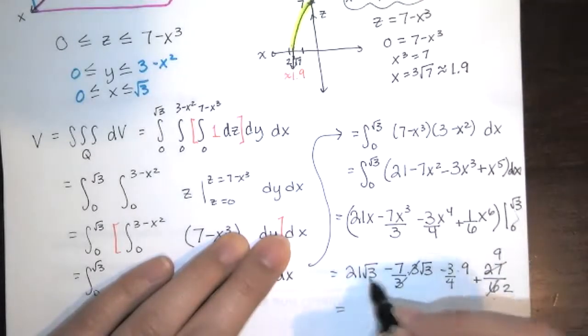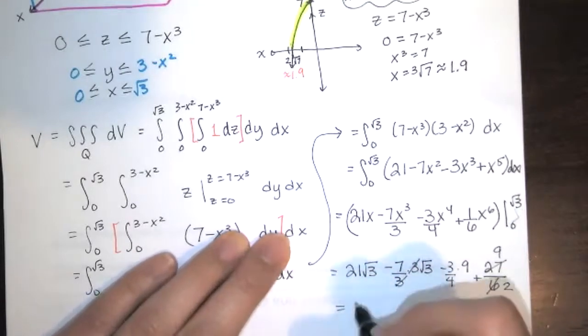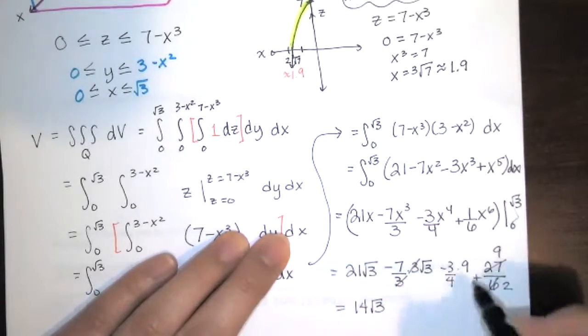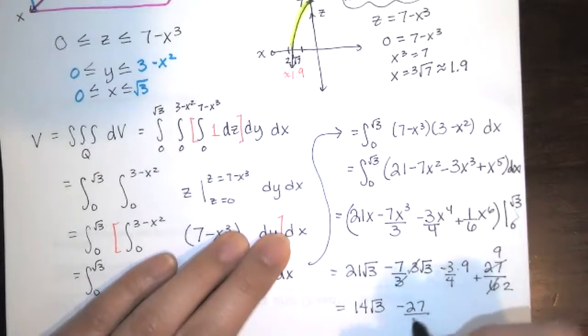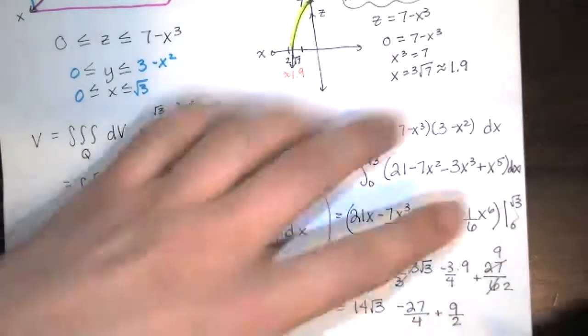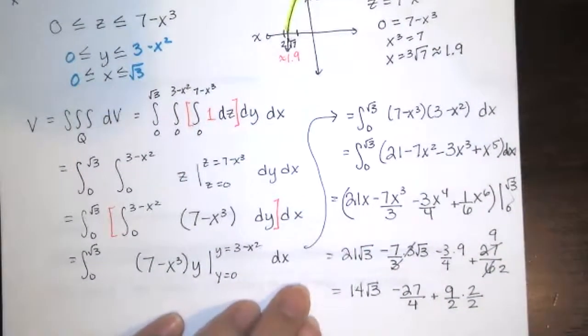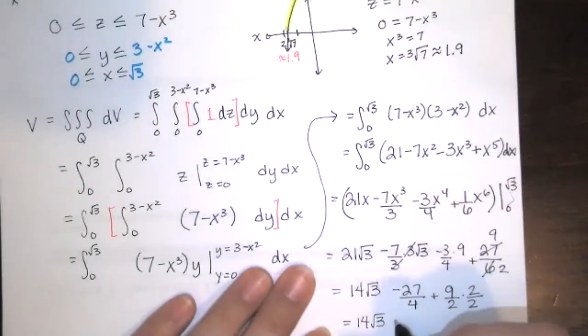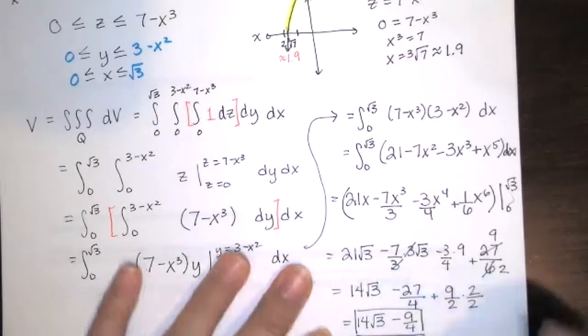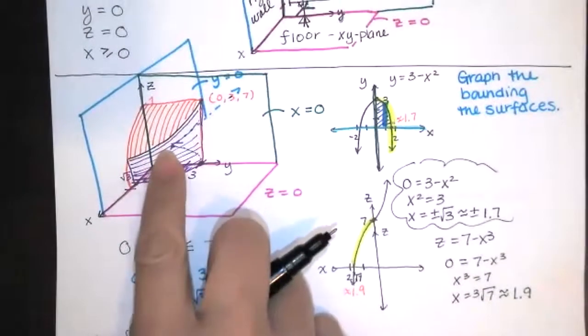So we end up with 21 square roots of 3 minus 7 square roots of 3, that's 14 square roots of 3. And then you've got minus 27 over 4 plus 9 over 2. I guess we need to multiply by 2 over 2 to get a common denominator. And we end up with 14 square roots of 3 and negative 27 over 4 plus 18 over 4 is negative 9 over 4. And if you're saying to yourself, what's that? That's the volume of this guy.